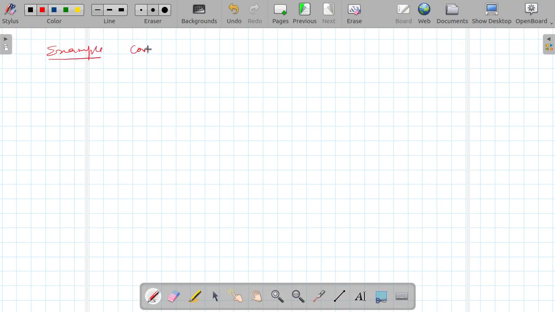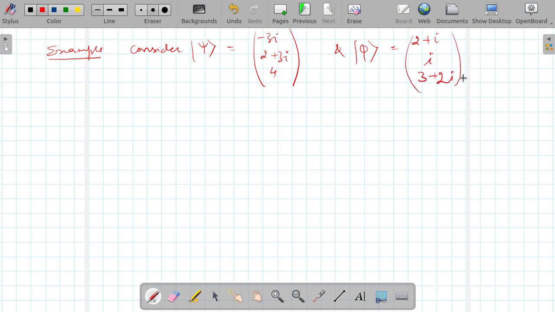See, consider ket psi, it is minus 3 iota, 2 plus 3 iota, that's 4, and ket phi, it is 2 plus iota, and it is 3 plus 2 iota. These are the two kets which I have seen. Then let us try to calculate. Our purpose is to calculate a few quantities.